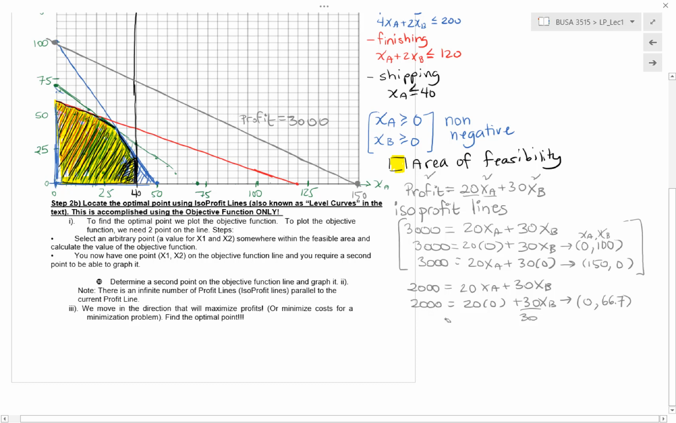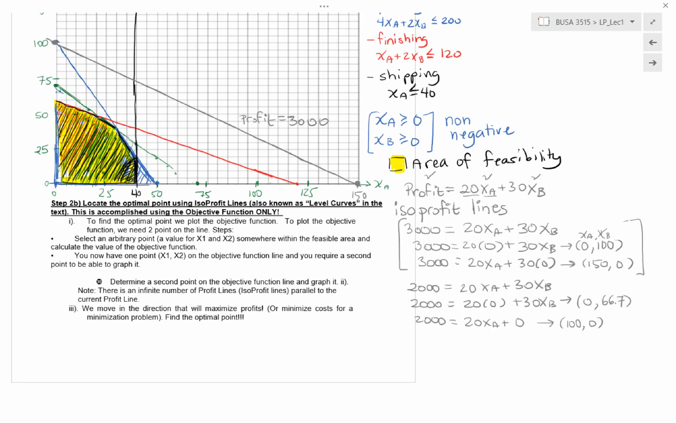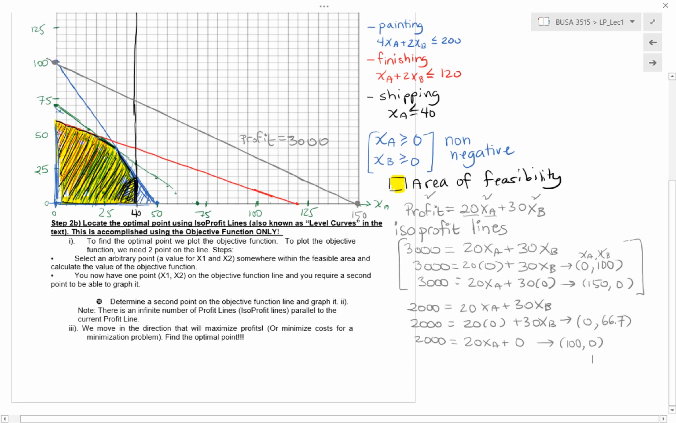And now for our next point on the line, when XB is 0, XA is going to be 2,000 divided by 20. That gives us 100. Good. Okay, so here are two points on the line, and let's put them on our graph.